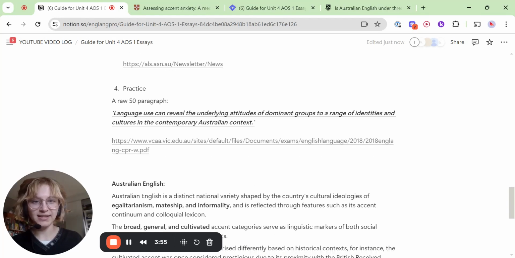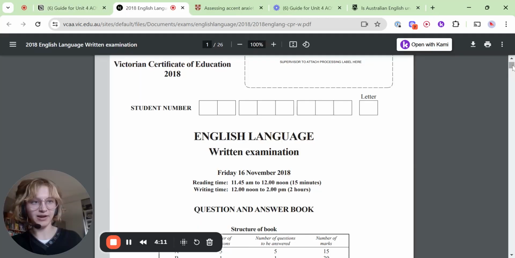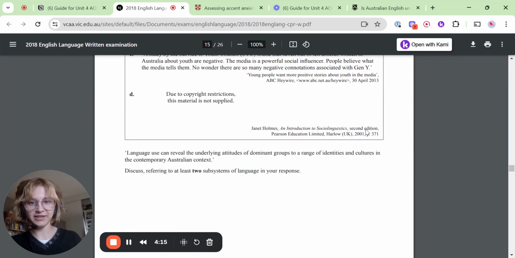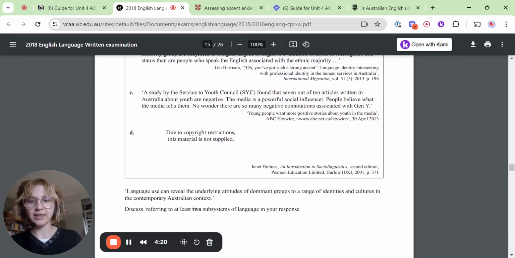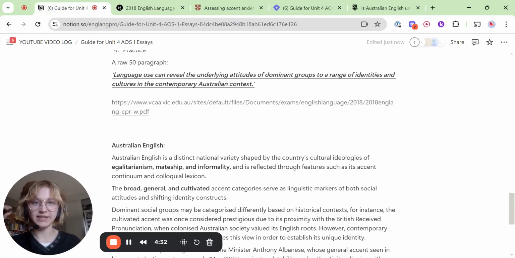Great. So let's have a look at a raw 50 level paragraph on this topic, which was part of the 2018 VCE exam. If we go down to the bottom, here are the essay topics, and we're going to do this one. Question number 9. Language use can reveal the underlying attitudes of dominant groups to a range of identities and cultures in the contemporary Australian context. So first thing we want to have a look at is, how do we interpret the prompt?